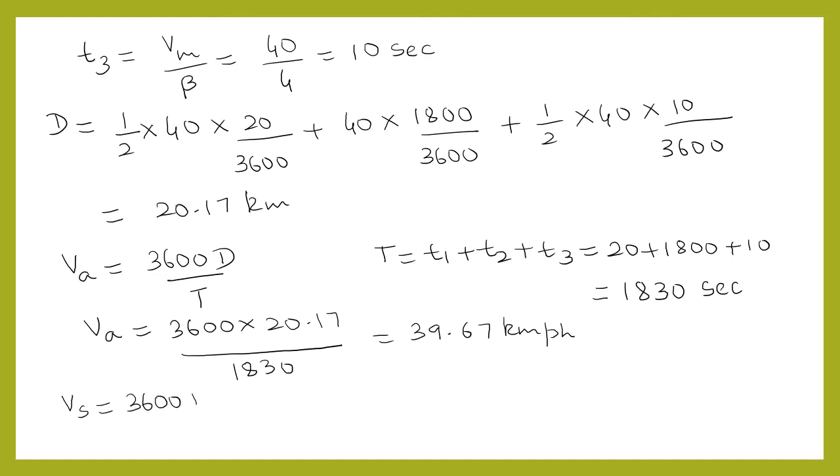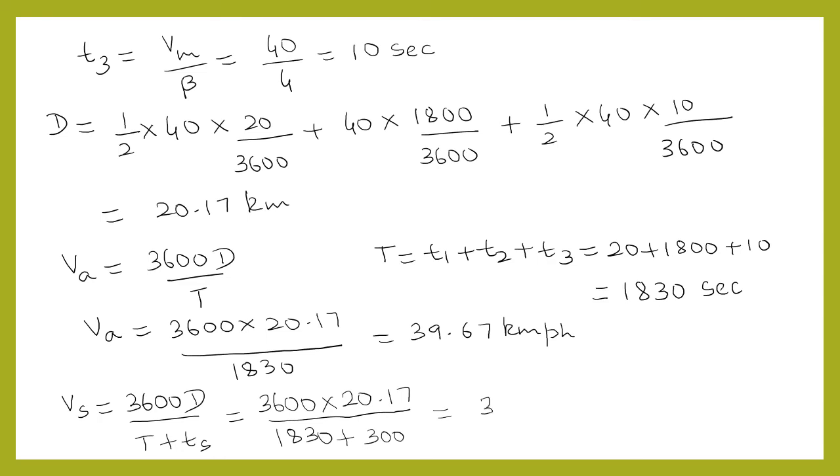Next we have schedule speed Vs equal to 3600 D by T plus Ts, that is 3600 into 20.17 by 1830 plus 300. So we get the schedule speed as 34.08 km per hour.